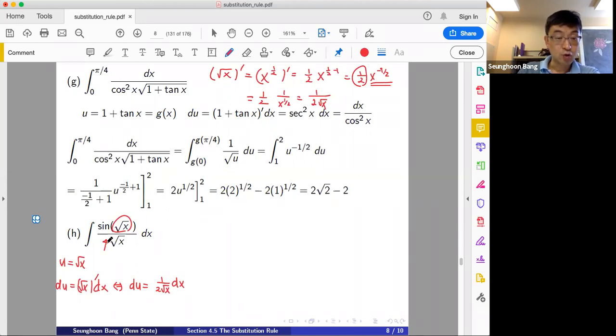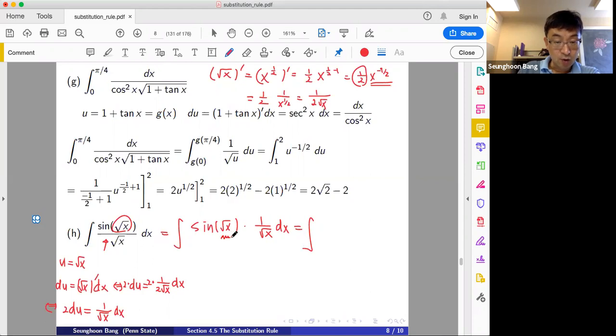Here, root x doesn't have the 2. You have to eliminate the 2. How can you do that? You multiply both sides by 2. So we have 2 times du equals 1 over square root of x dx. So you can change it. This is the same as sine of the square root of x times 1 over root x dx.